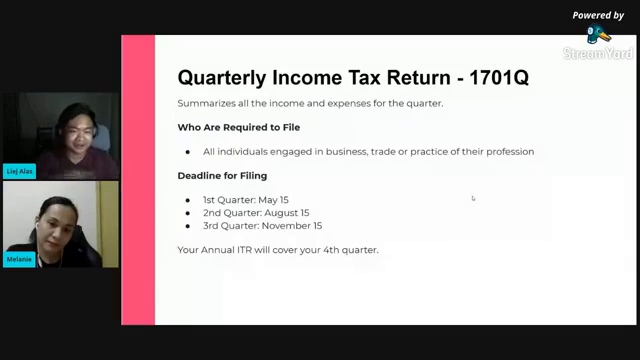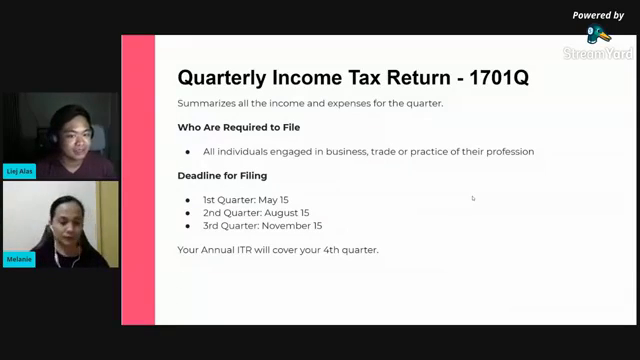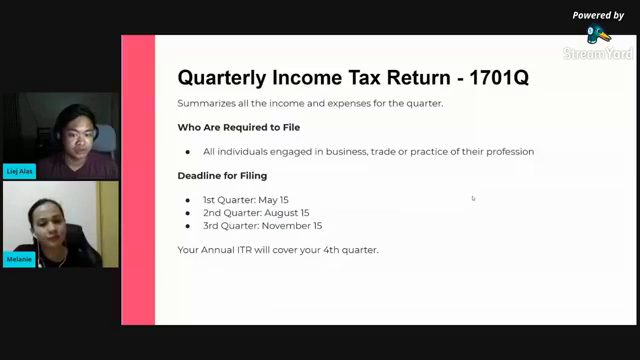So if you look across all the different tax schedules, graduated income tax rate, 8%, OSD, or whatever, the common filings that everyone has to do are 1701Q and 1701A, which is your annual ITR. So if you're registered with the BIR with your business, then yes, you will need to file your quarterly ITR. And if you can see here in the slide, there are multiple deadlines for filing your 1701Q. There's May 15, August 15, and the one coming nearby is November 15, which is your third quarterly income tax return.